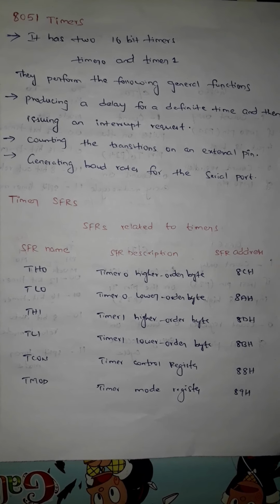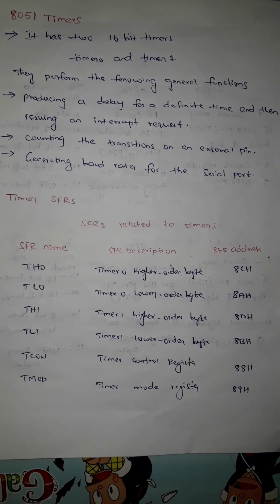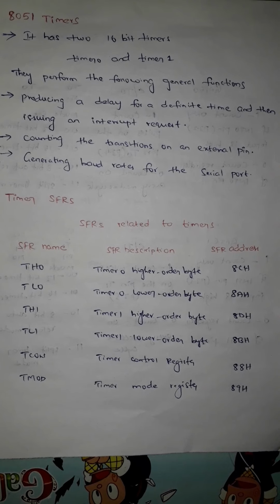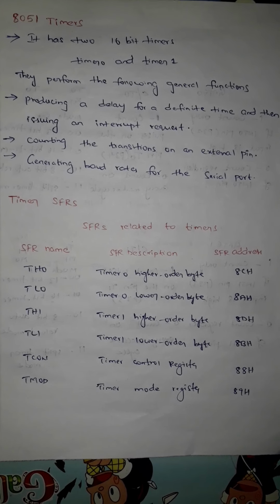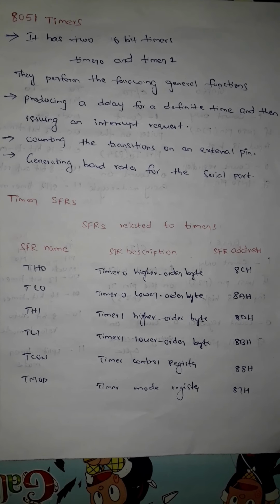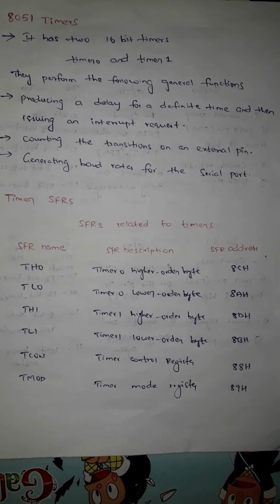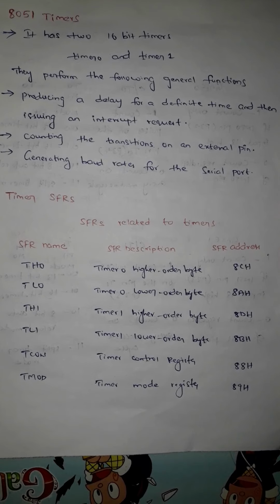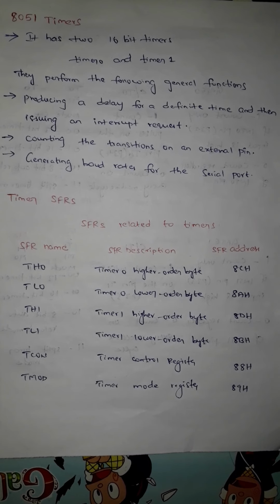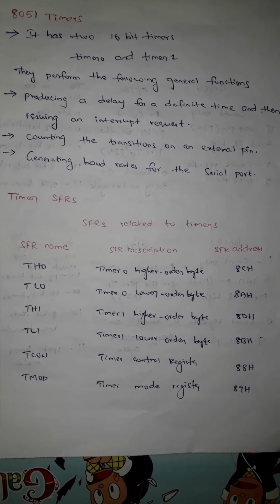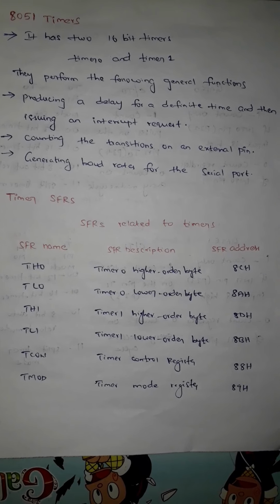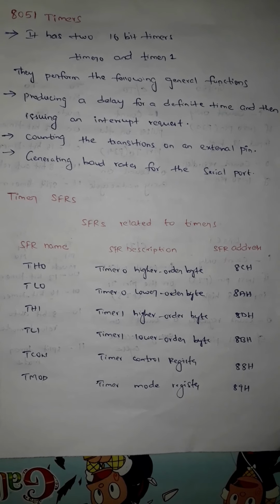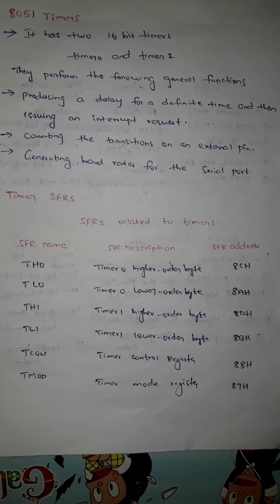Once the count reaches its maximum value, it generates an interrupt, that is, it sets a flag. Generally that is called the overflow flag. Once the overflow flag is set, it can be used to generate an interrupt to the processor. On receiving the interrupt, the processor may execute a subroutine. So the main function of these timers is to produce delay.